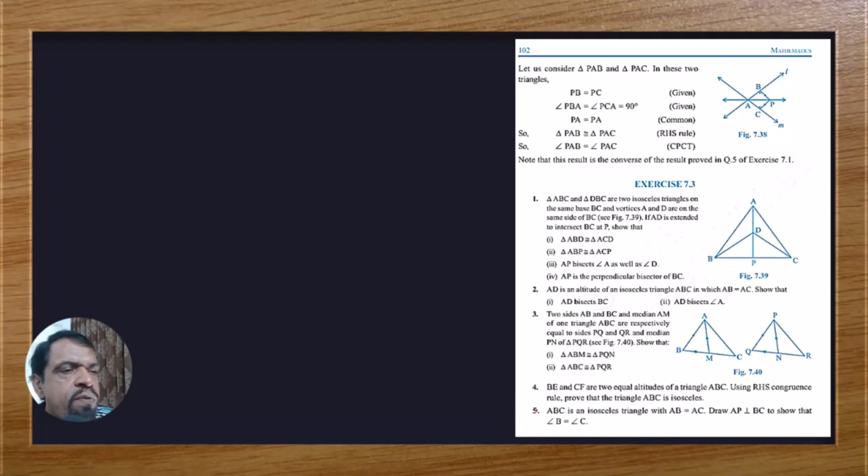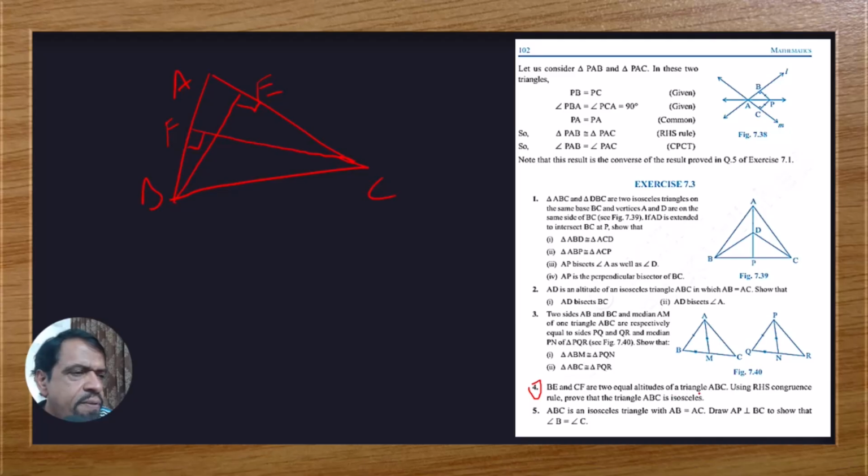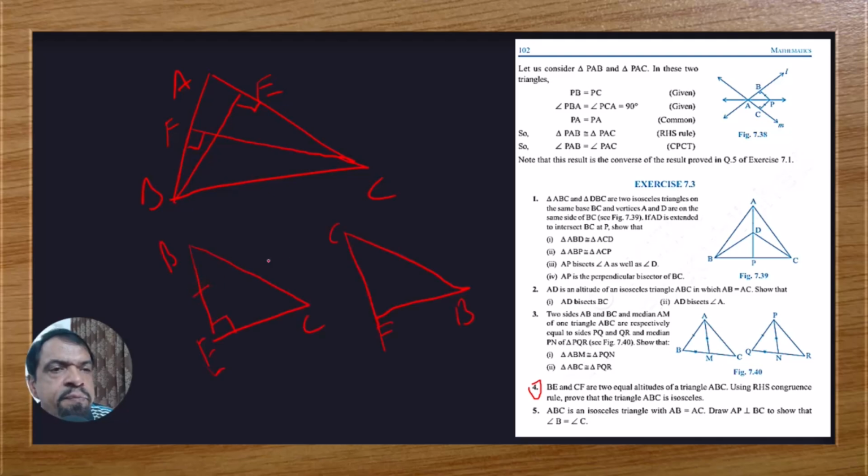Now see, this fourth question is also important. BE and CF are two equal altitudes of triangle ABC. Using RHS, prove that ABC is isosceles. BE and CF are equal and this is 90 degree and BC is common. So the triangles are congruent by RHS. See, BE, CF equal altitudes. BC, BC you can see common, and this is 90 degree. These E and F are 90 degree.